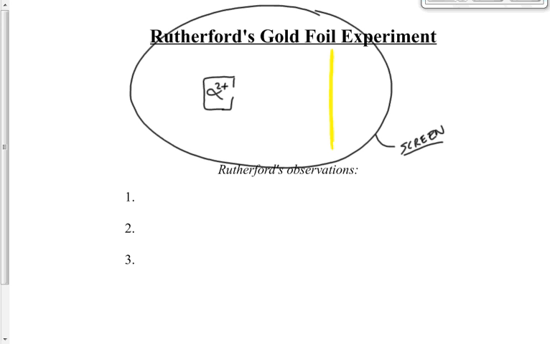So Rutherford and his assistants, two of them, allow these alpha particles to leave this box, and they allow them to hit the gold foil. And they make three observations when all of these alpha particles strike the gold foil. The first observation they make is that most of the alpha particles go straight through. And they know that because they hit the screen directly behind where they were coming from. Most of the alpha particles just went straight through.